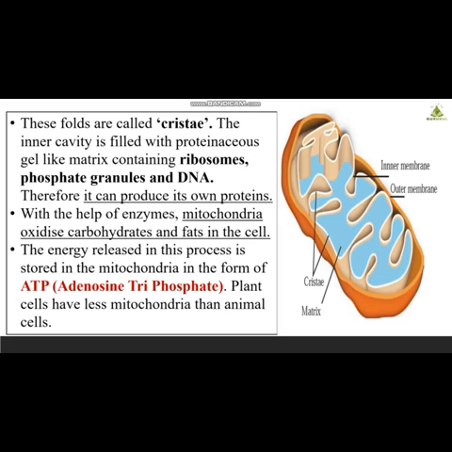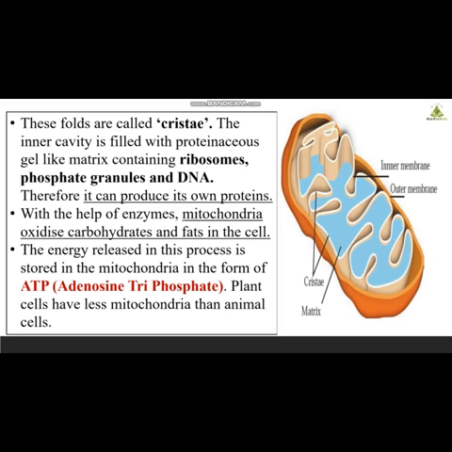Now, with the help of enzymes, mitochondria oxidize carbohydrates and fats in the cell. Dear students, mitochondria has the capacity to combine carbohydrates and fats with oxygen. What is oxidize? That is the ability to combine with oxygen. So with the help of enzymes, mitochondria can readily combine carbohydrates and fats with oxygen. That is the meaning of the sentence.